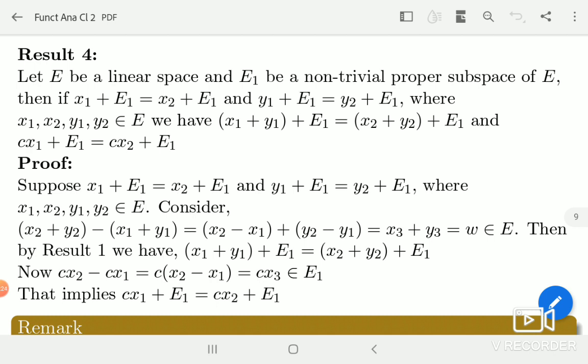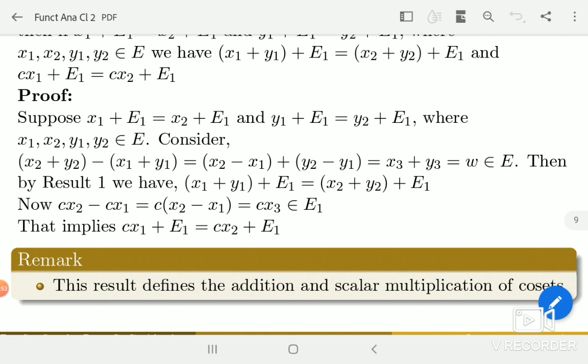Then if x1 plus E1 equals x2 plus E1 and y1 plus E1 is equal to y2 plus E1, where x1, x2, y1, y2 are all elements of E, we can define the addition by x1 plus y1 plus E1 equal to x2 plus y2 plus E1, and c x1 plus E1 equal to c x2 plus E1. So moving to the proof, suppose x1 plus E1 is equal to x2 plus E1 and y1 plus E1 equal to y2 plus E1.